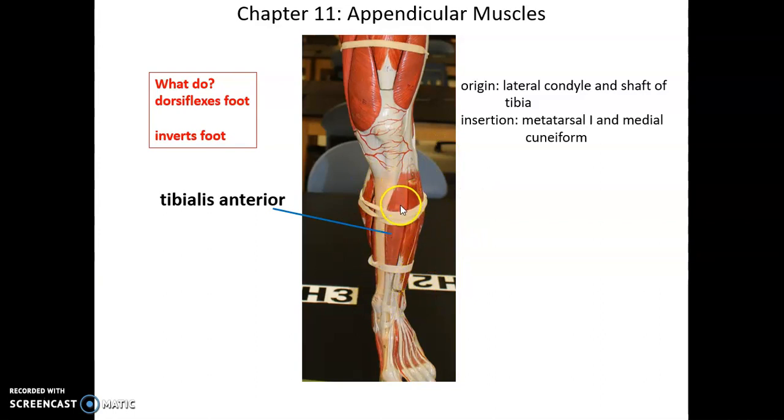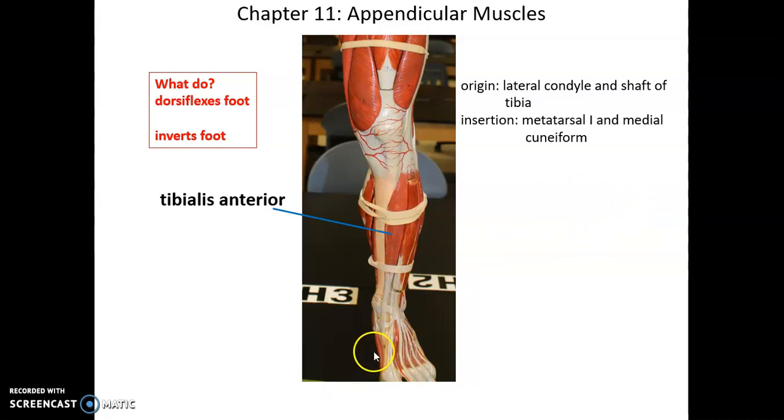Then further down we have tibialis anterior. It's on the anterior side of the leg. It is adjacent to the tibia. So tibialis anterior has its origin the lateral condyle and shaft of the tibia, and it inserts into metatarsal 1 and medial cuneiform, which should also be known as cuneiform 1. And it can dorsiflex the foot as well as invert the foot.